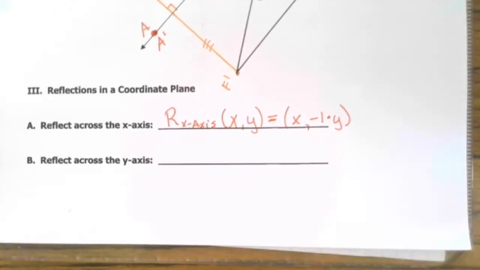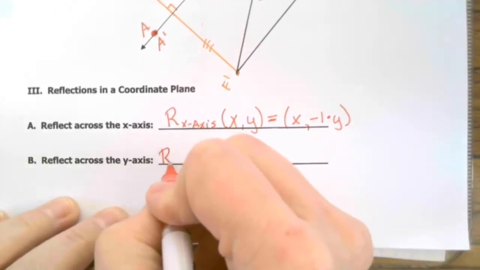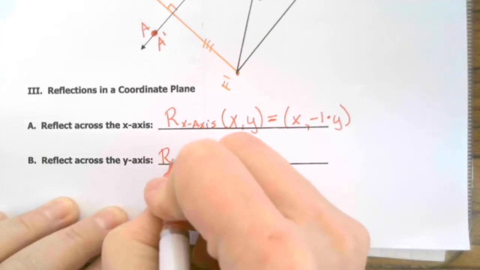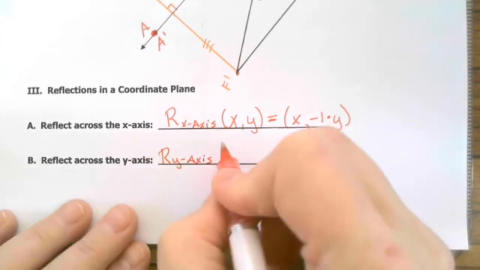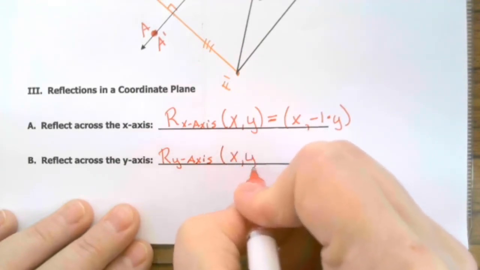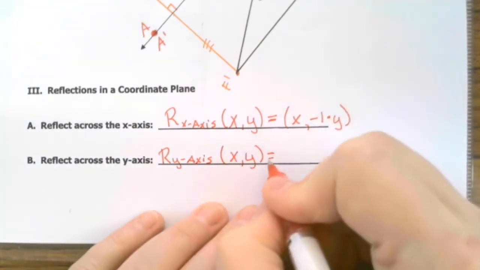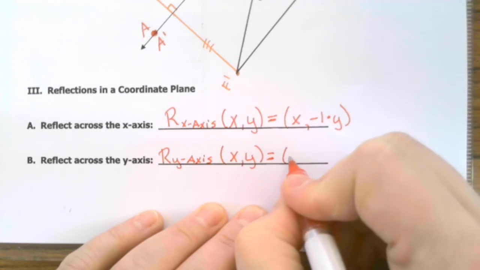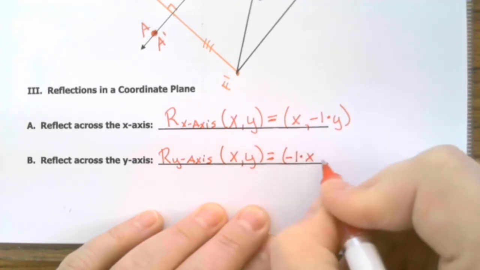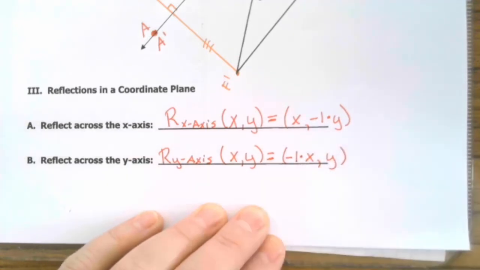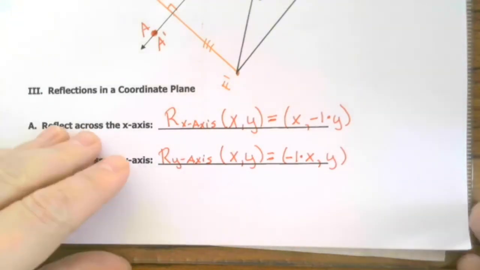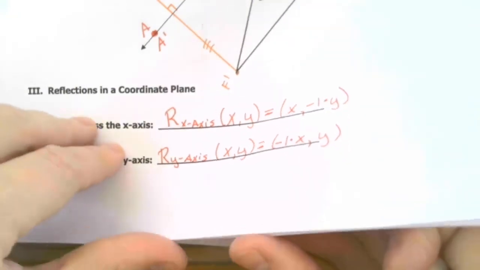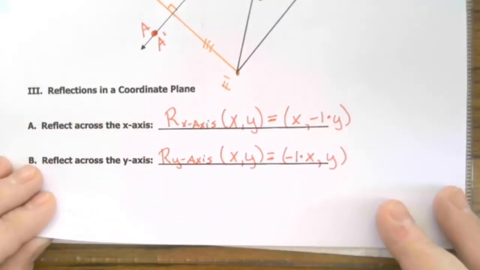For y-axis reflection, so capital R for reflection, the line of reflection is the y-axis, so that goes in the subscript. We're going to take every point (x, y) in the figure, and for this reflection, you're going to multiply the x-coordinate by a -1, and the y-coordinate stays the same. So you can actually reflect across the x and the y without drawing a graph or a picture. We call this a point-to-point calculation.